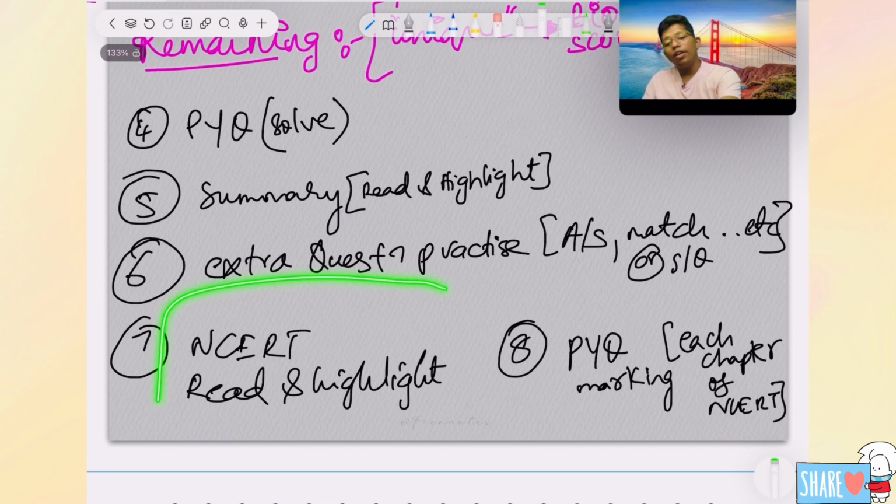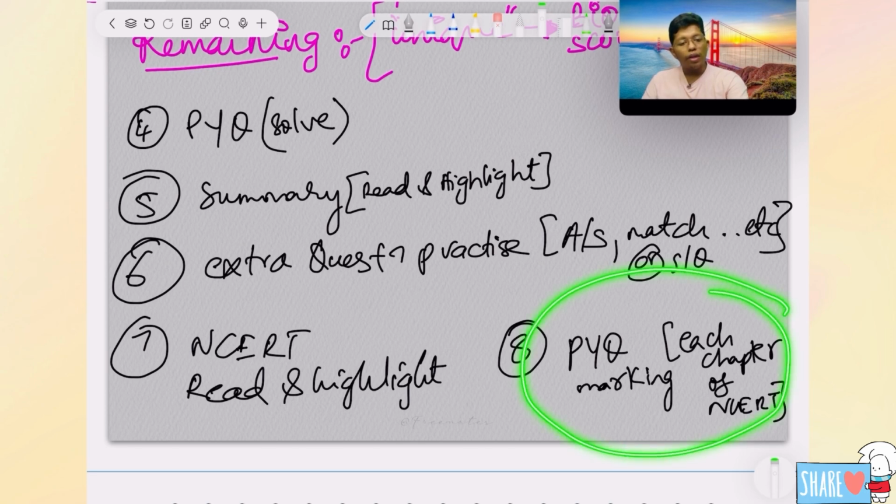Finally, NCERT reading. How to read the NCERT line by line, highlighted. Very, very important, and many of them will not do it. How to read and highlight the subject for bio, as I already said. 99% don't know how to read NCERT in bio also. I made a separate video, definitely you can watch it.